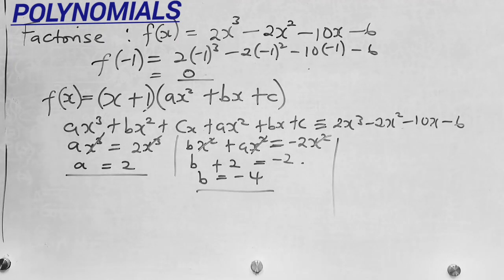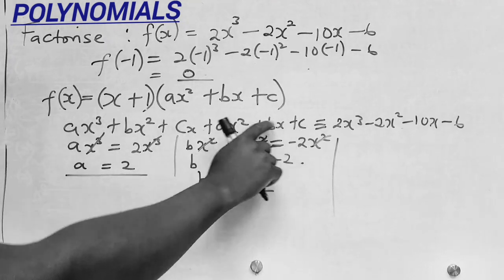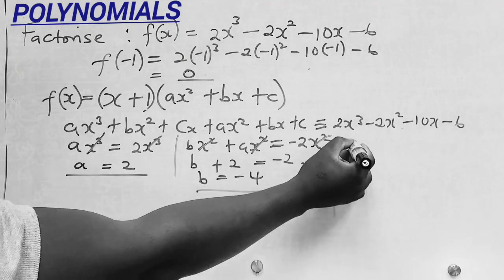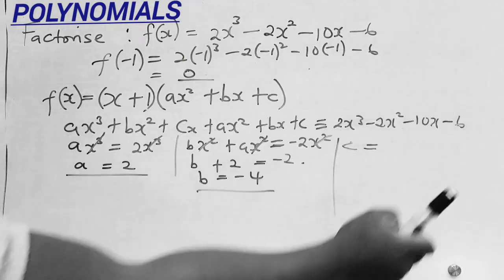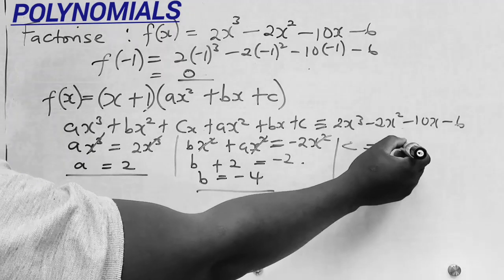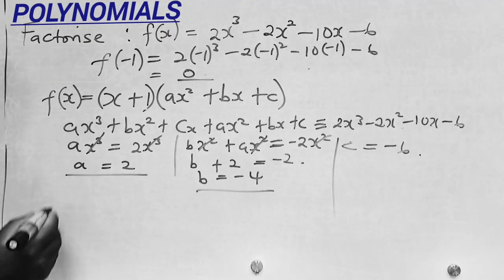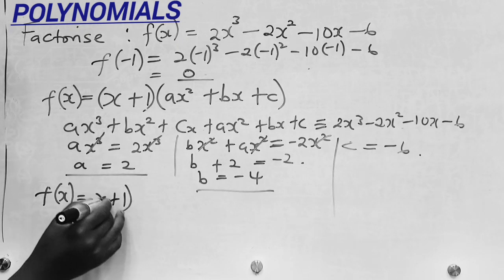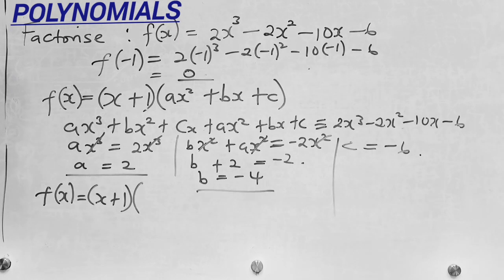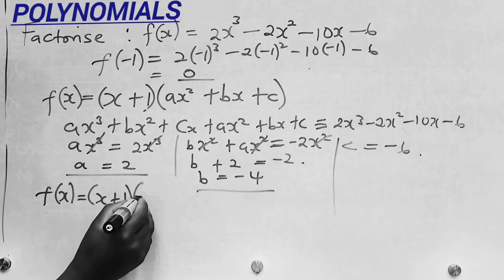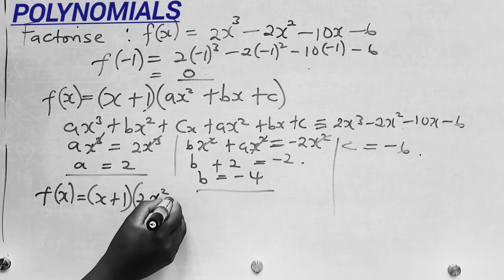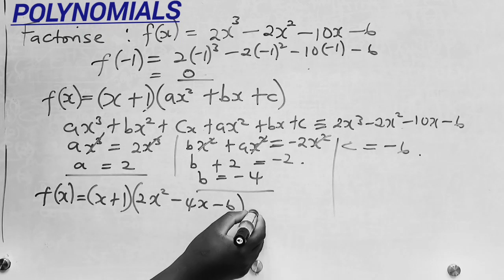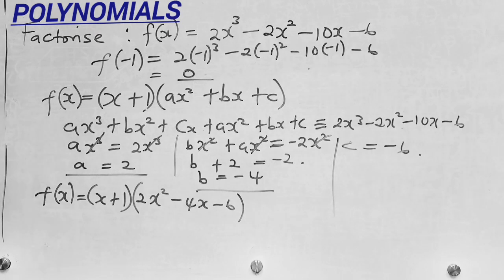And now I want to find c. Instead of using this one, cx and bx, just go straight to c, which is a constant term. The constant term that side is minus 6. So what it means right now is f of x is equal to x plus 1 multiplied by ax squared plus bx plus c. A, which is 2, b minus 4x, minus 6. This is now our new f of x.